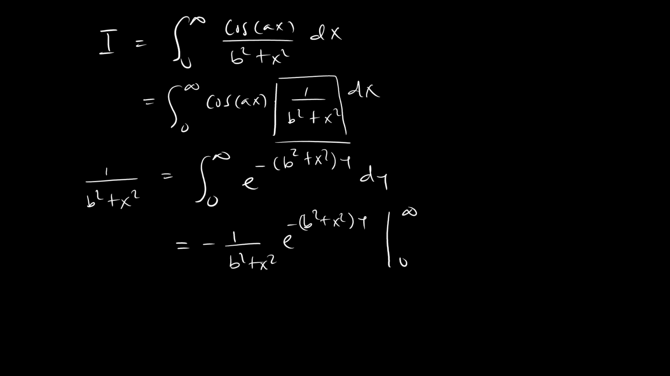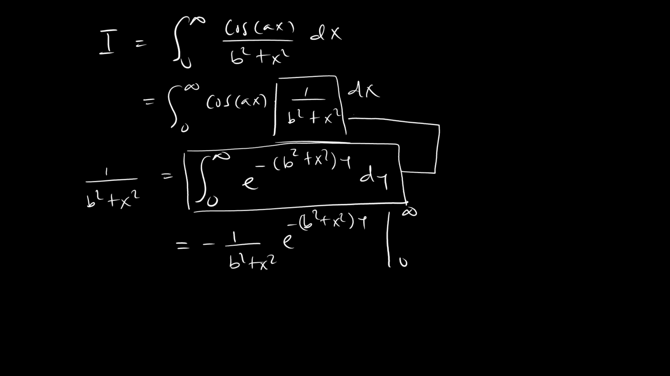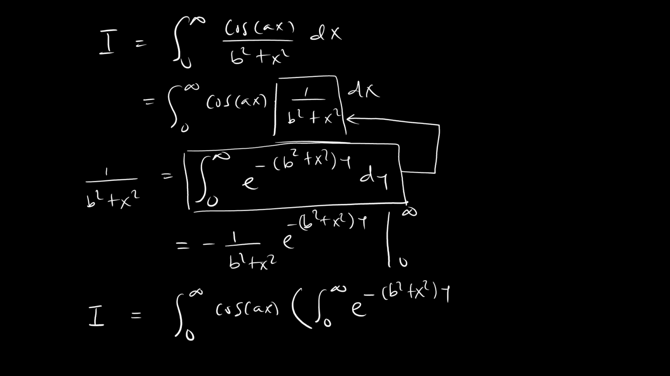So we're going to use this guy here and plug it in here. And so I becomes the definite integral from x equals 0 to x infinity of cosine of ax, in brackets, the definite integral from y equals 0 to y tending to infinity of e to the power negative b squared plus x squared times y, something like that.